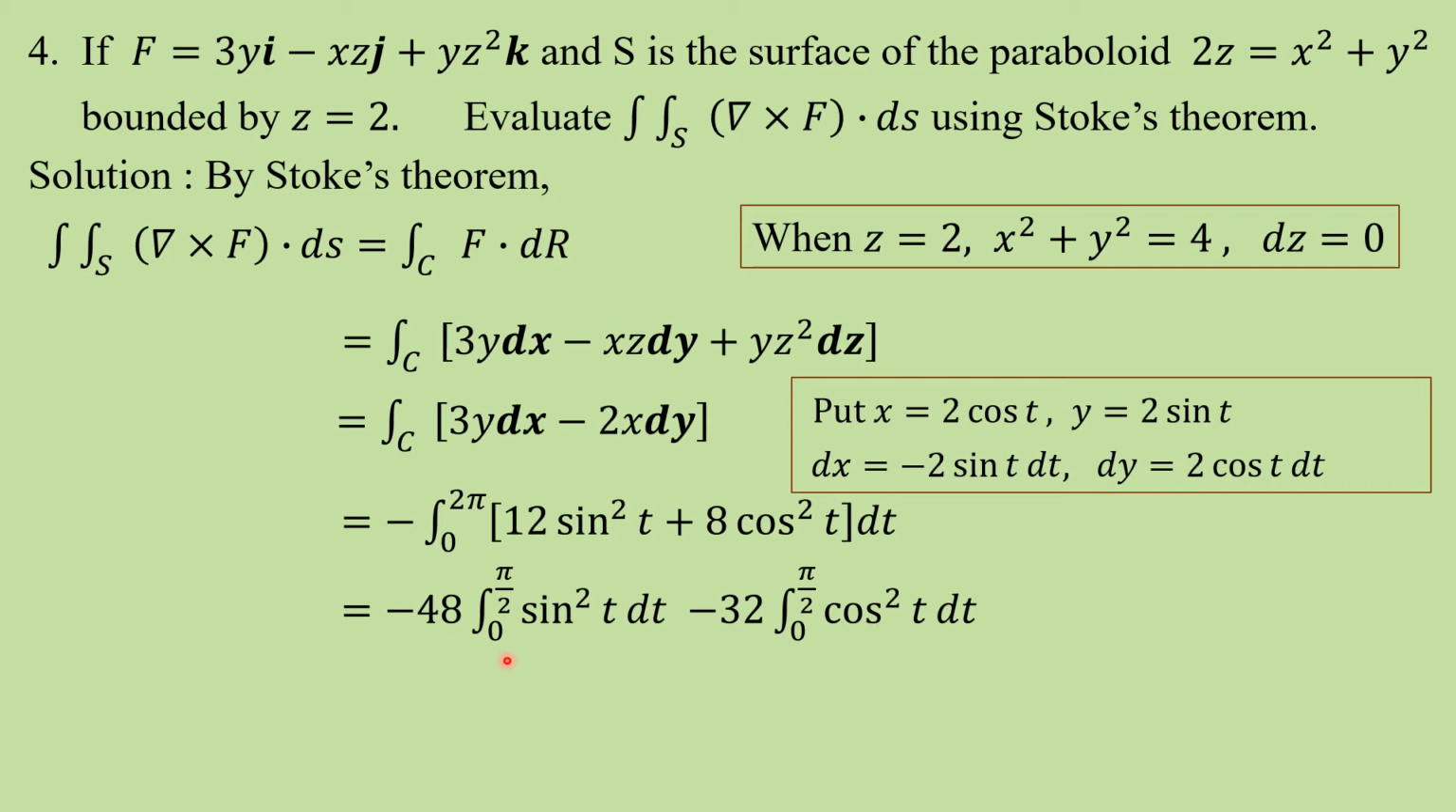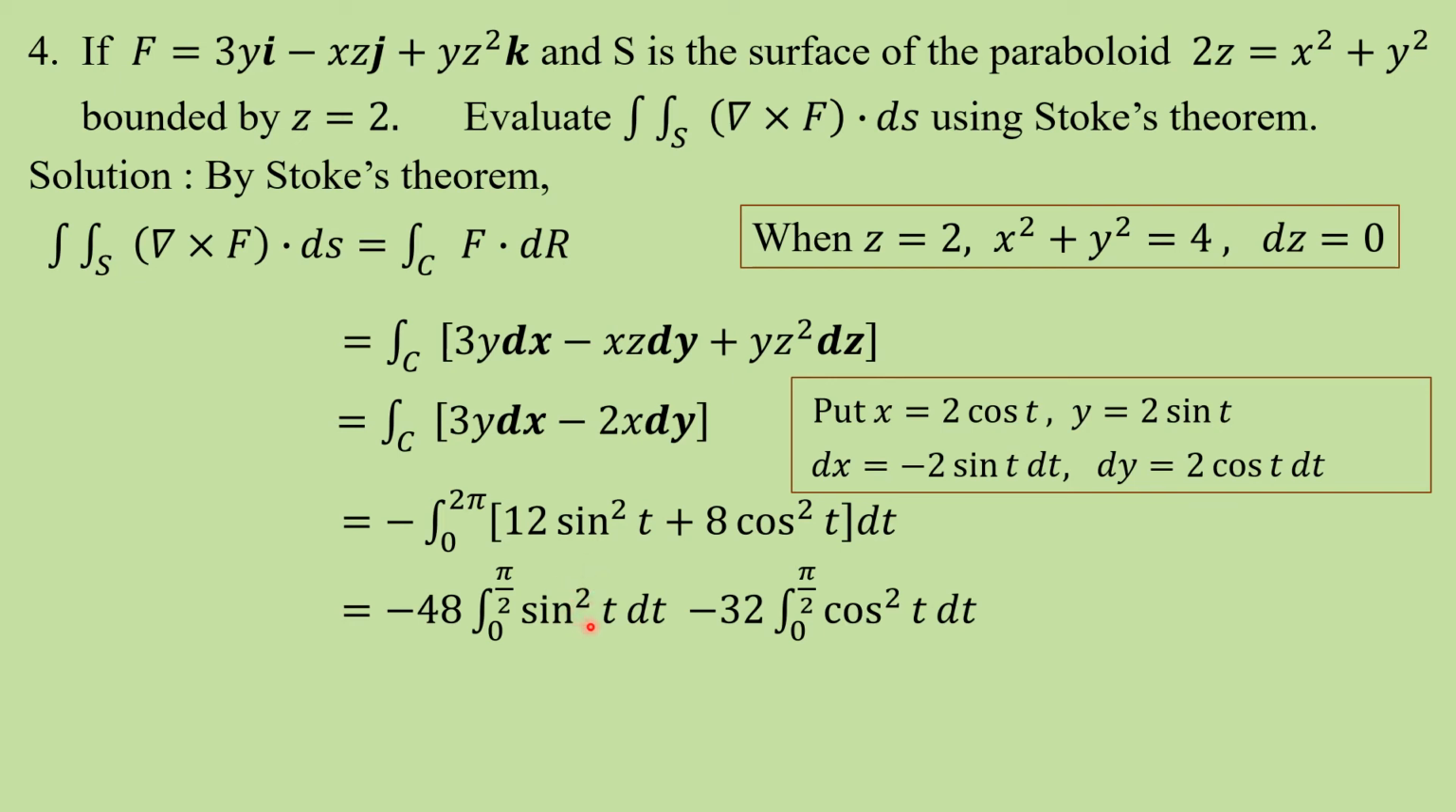So now it reduces to the standard form under the limit 0 to pi by 2 of sin power n or cos power n. We can use the reduction formula for both sin power n and cos power n. The reduction formula is the same, so that's why I consider it together. So it gives n minus 1 by n, n minus 3 by n minus 2, and so on. Here n is 2, so the denominator is 2, the numerator is n minus 1, so 1 by 2 into k.